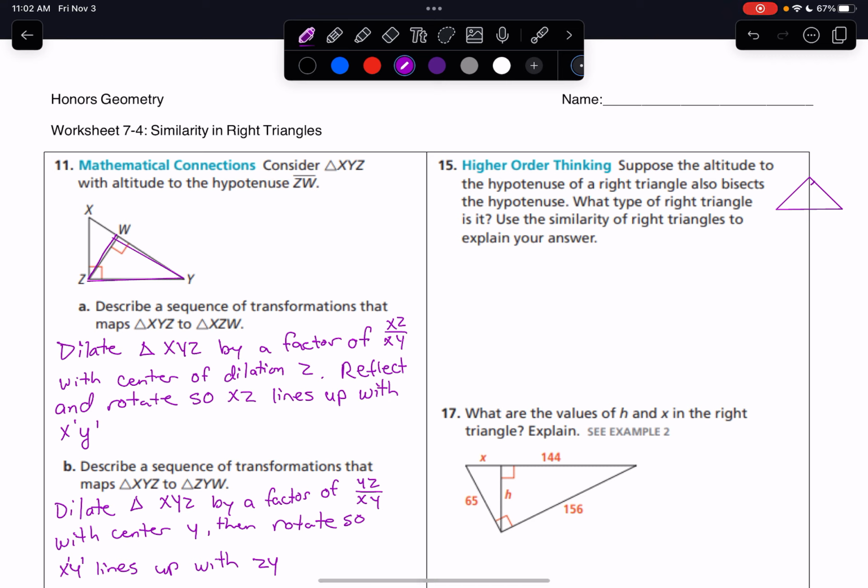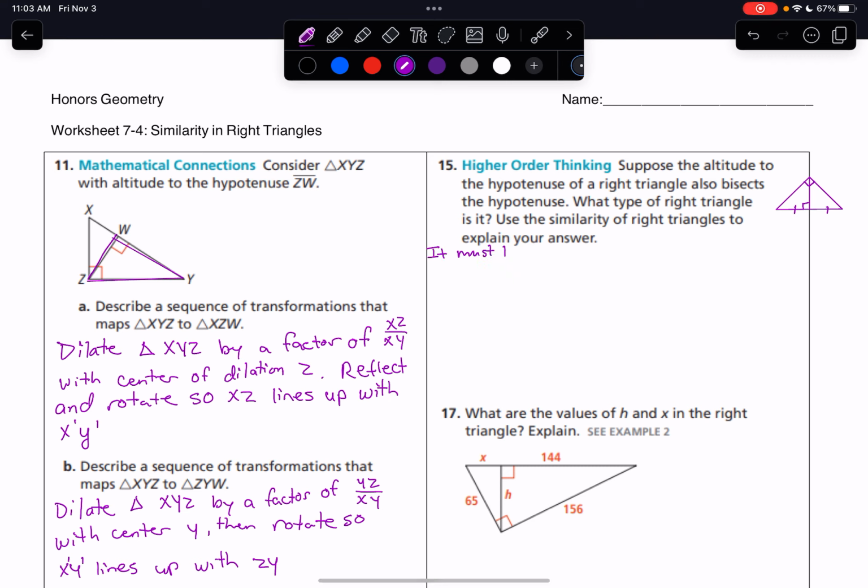So you can say here's the right angle in the right triangle. The altitude here says the altitude also bisects the hypotenuse. So now that is bisected. And the altitude hits the hypotenuse at a right angle. What type of triangle is it? Use right triangles to explain your answer. So what you might come across very quickly is that this must be an isosceles triangle. So we can say it must be an isosceles right triangle.